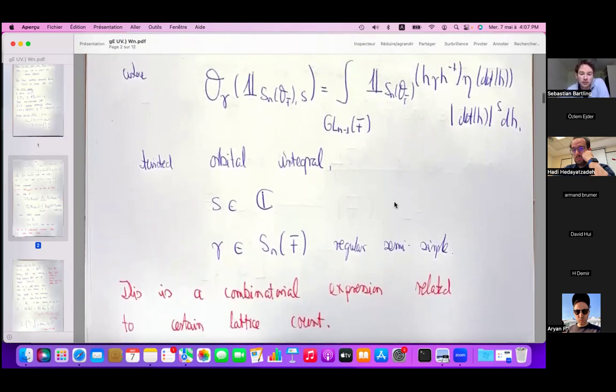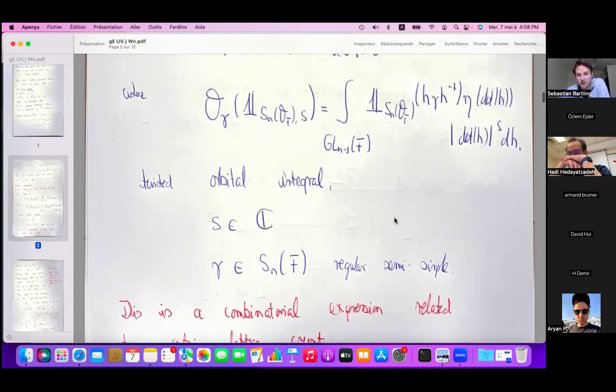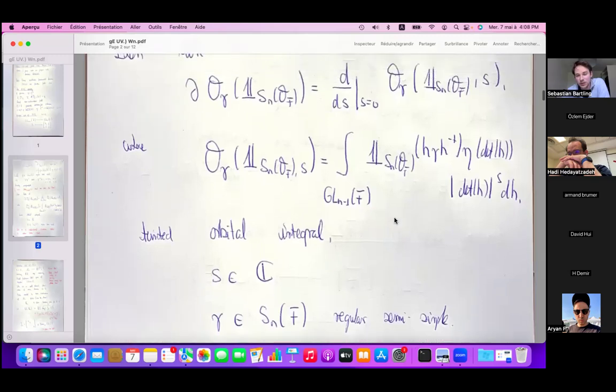One can be very explicit about what this actually is. You can write it down as a certain count of lattices in vector spaces associated to the setup. But for the rest of the talk, it's not really that important what precisely this count is.